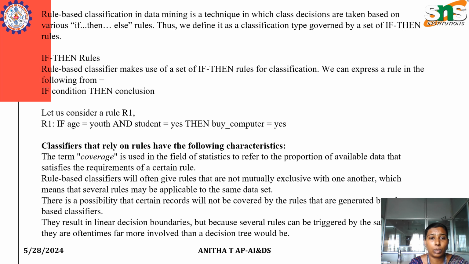Let us consider a rule R1. R1: if age is equal to U and student is equal to S, then buys computers is equal to S. Classifiers that rely on rules have the following characteristics.